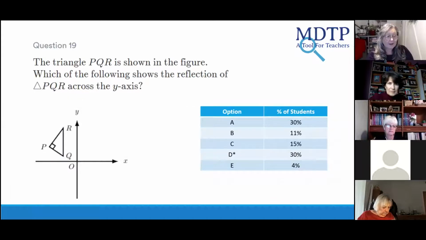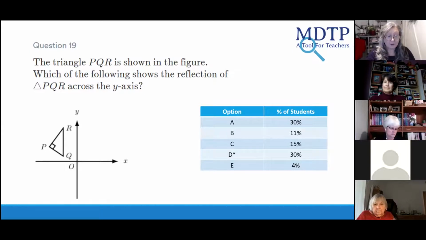So let's take a look at that item. There's the item number along with the question itself. And then I've consolidated the information for you right here on the same slide, where D is the correct answer. I know you don't know what it looks like yet, but I'll share that in a moment. I want you to get comfortable with the item itself first. You will notice that option A also drew 30% of the students to it.